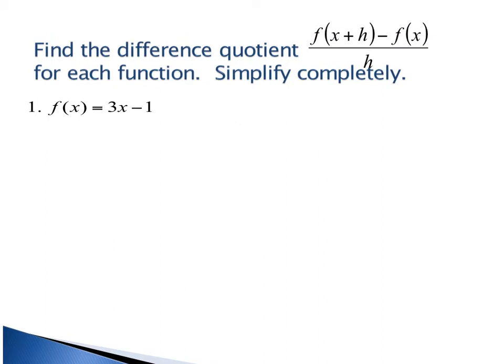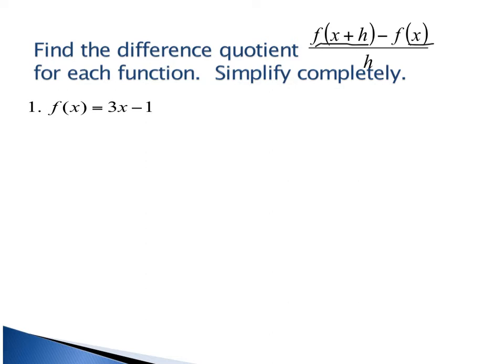So what we do is, it's kind of like slope. Our y's or our f of x's are going to be on top. Okay? And for this x plus h, we're just going to plug x plus h into our x value. And then we'll subtract it from our original function, and then we'll divide it all by h.